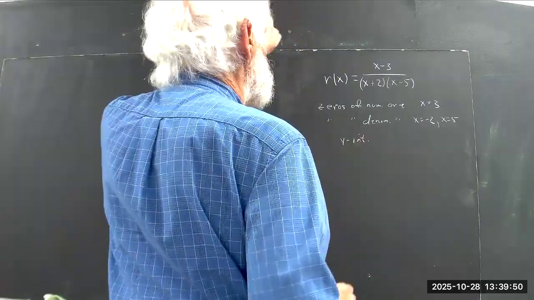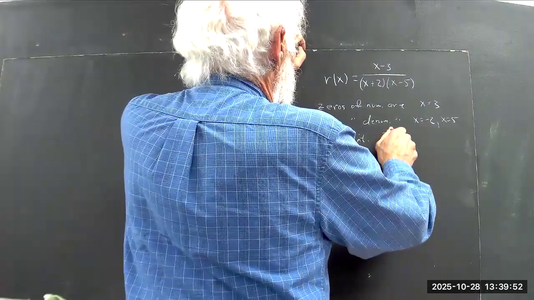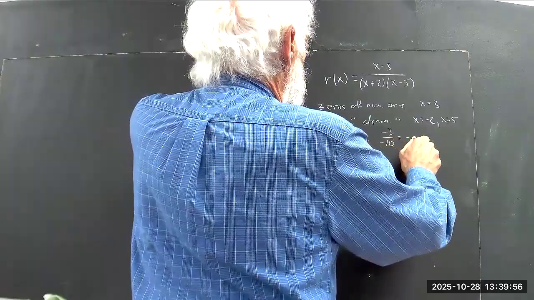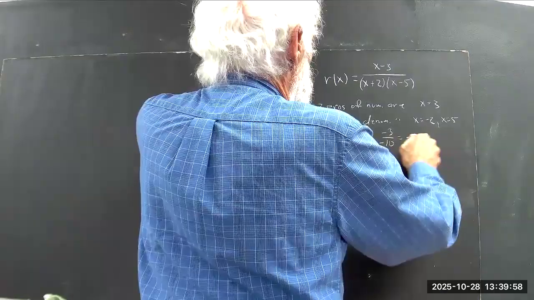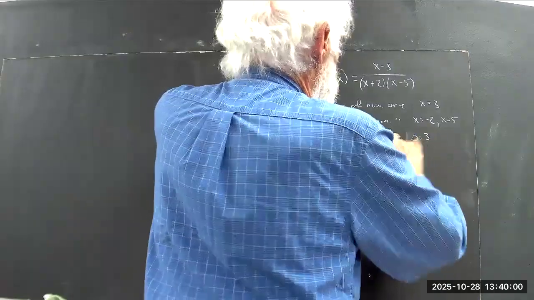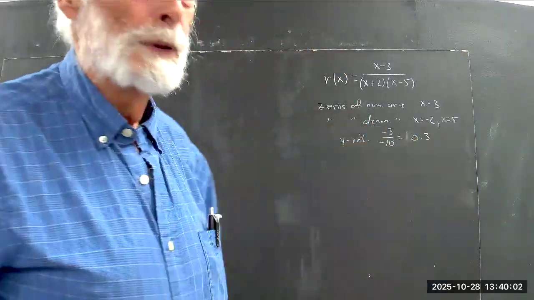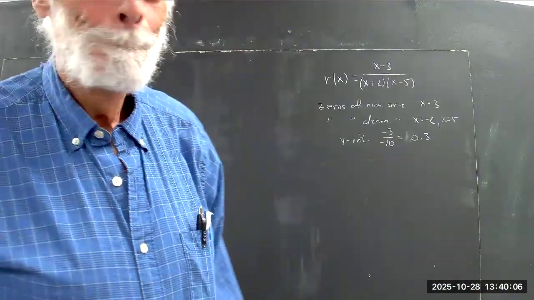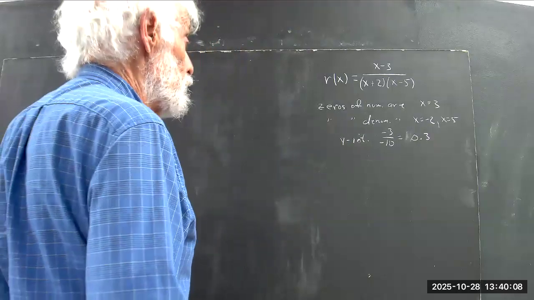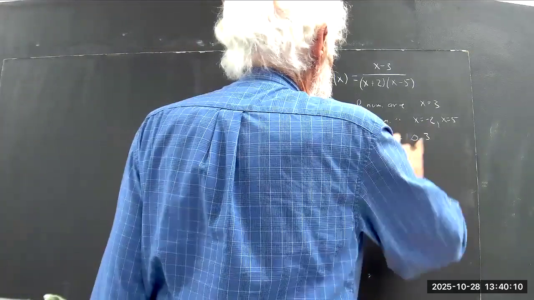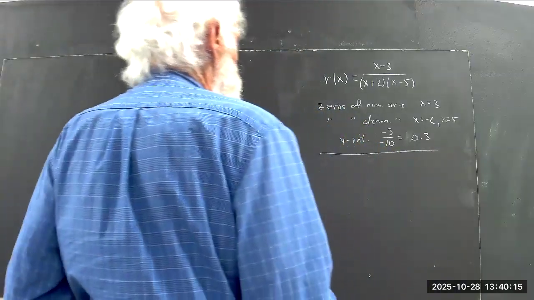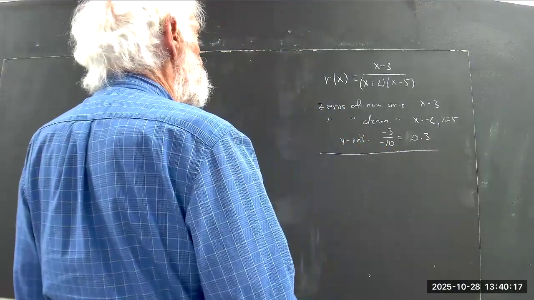The y-intercept is -3 over -10, equals positive 0.3. You see what I mean about negatives? I almost made that negative. That was going to mess everything up. Okay. I wasn't doing that just to make you feel good. I just wrote it down too quickly. Okay.